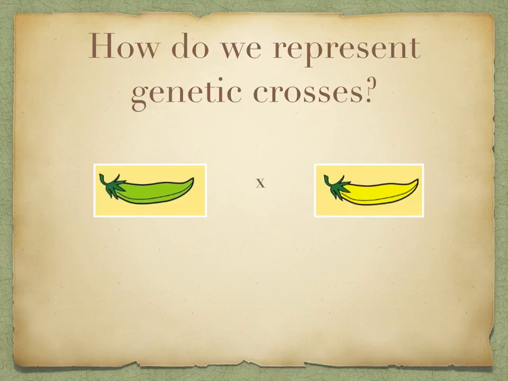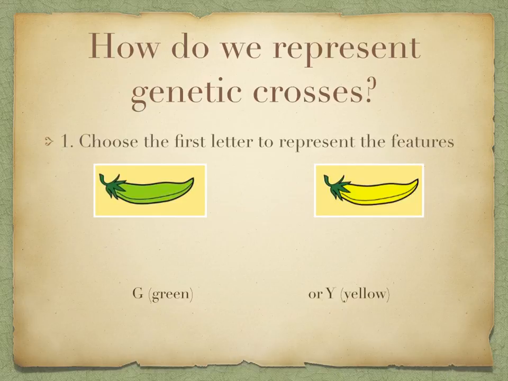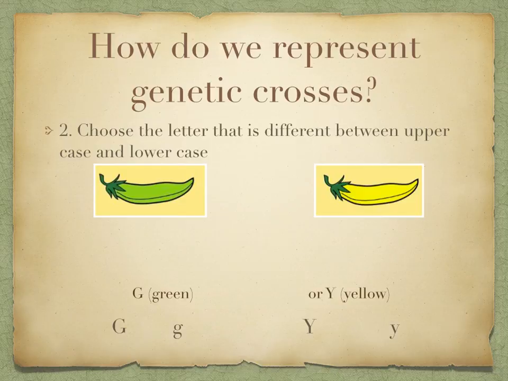So in this example, I want to do a genetic cross of plants that produce yellow pods and green pods. How do I know what letters to use? The first step is to choose the first letter of the contrasting features. It's a good idea to choose the letter in which the uppercase differs to the lowercase in form and size. So for example, I look at the yellow pod, the green pod, and I write the first letter. So capital G, capital Y. Now here you can see that the capital G is quite distinct from the small letter g, whilst the capital Y and the small letter y are quite similar. So we're going to use capital G, little g, to represent our dominant and recessive features.